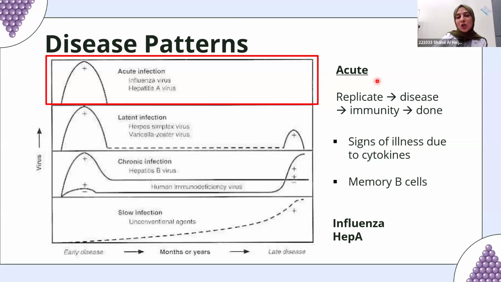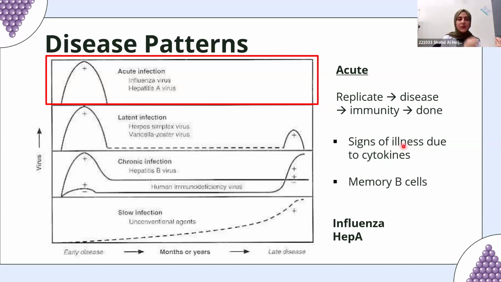Now for the disease patterns, you have 4 different disease patterns in viral infections. You have acute, you have latent, you have chronic, and slow infections. Let's start with acute. Acute, straight to the point. The virus will replicate, so it causes the disease. Now, you will have immunity against the virus, you're done with the infection. That's it.